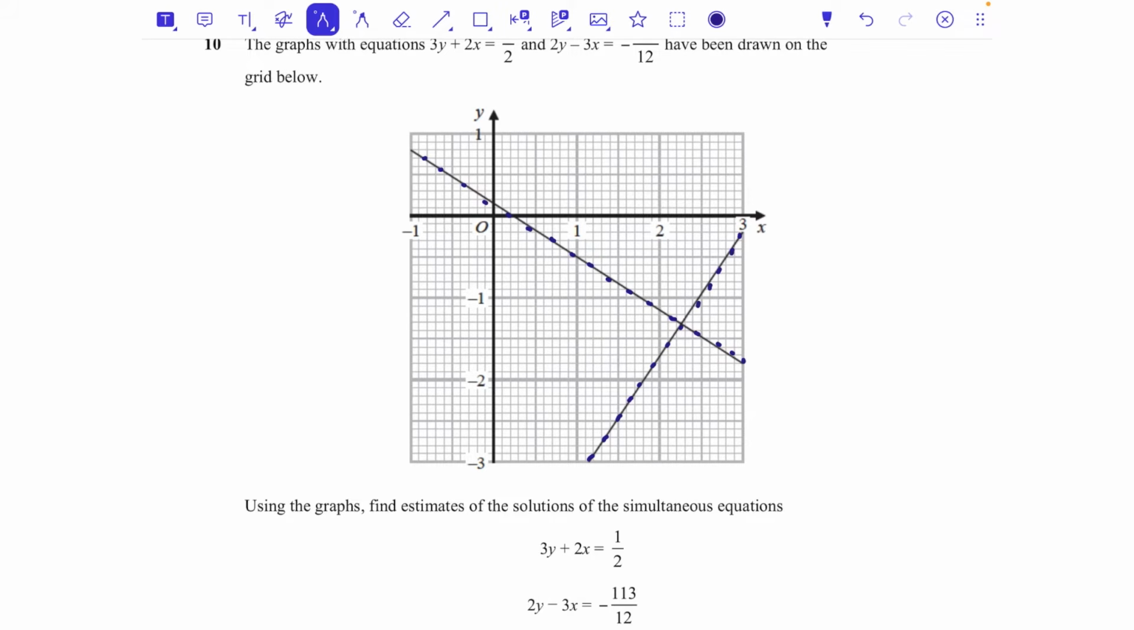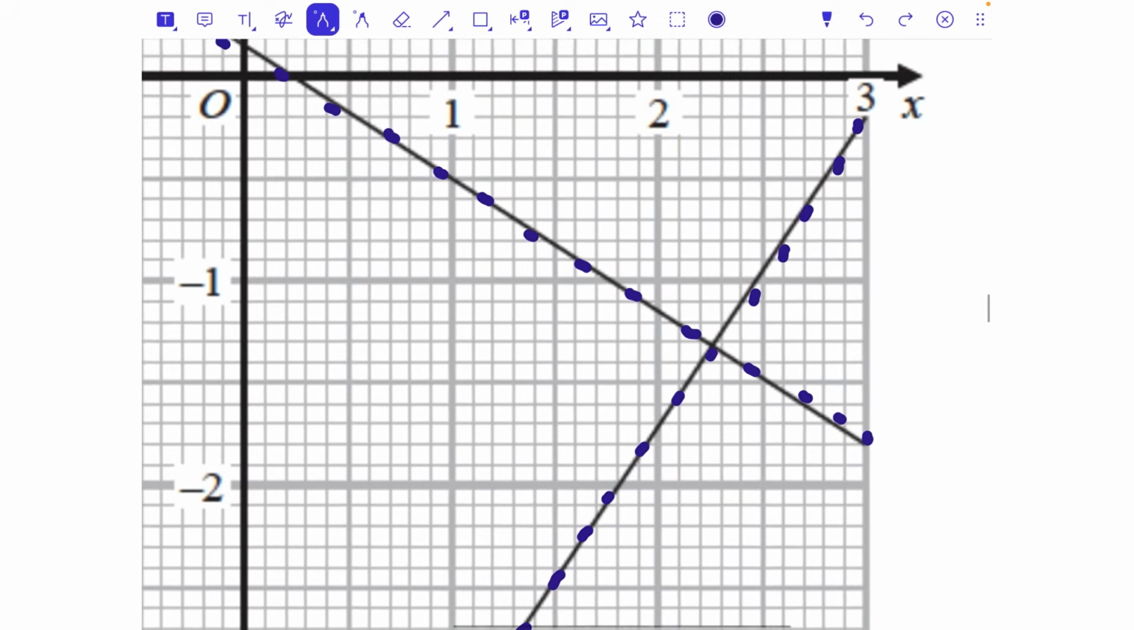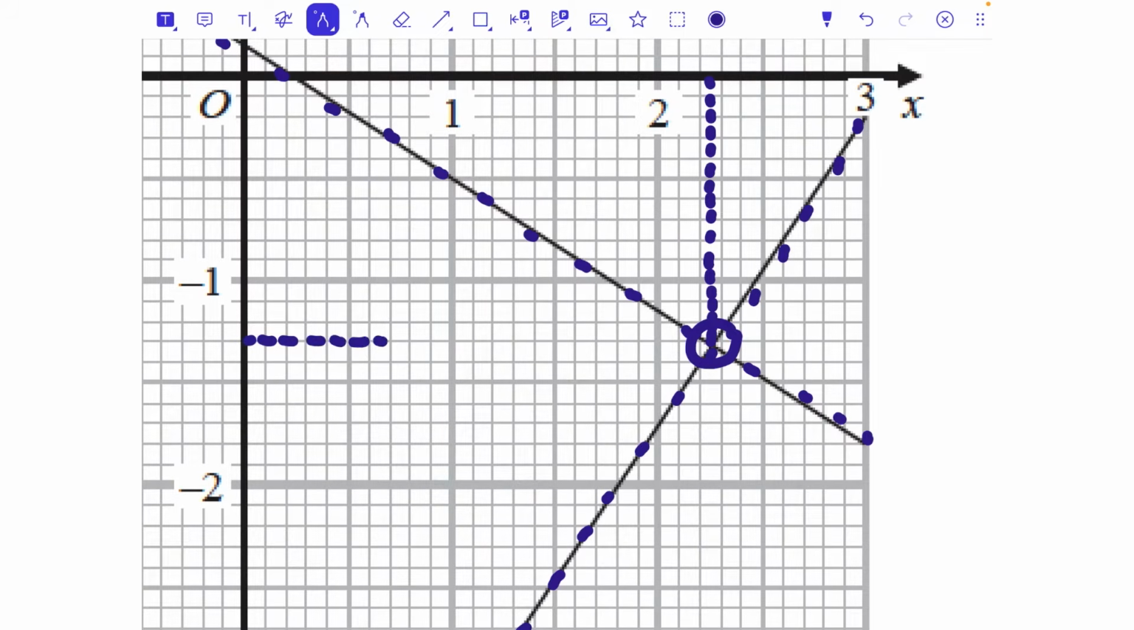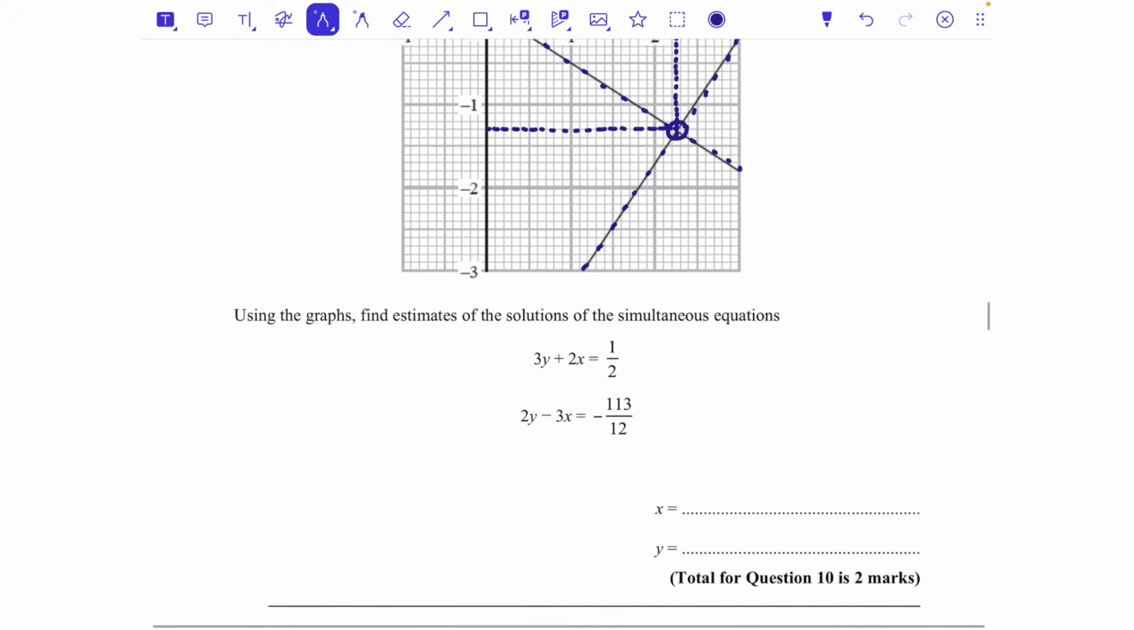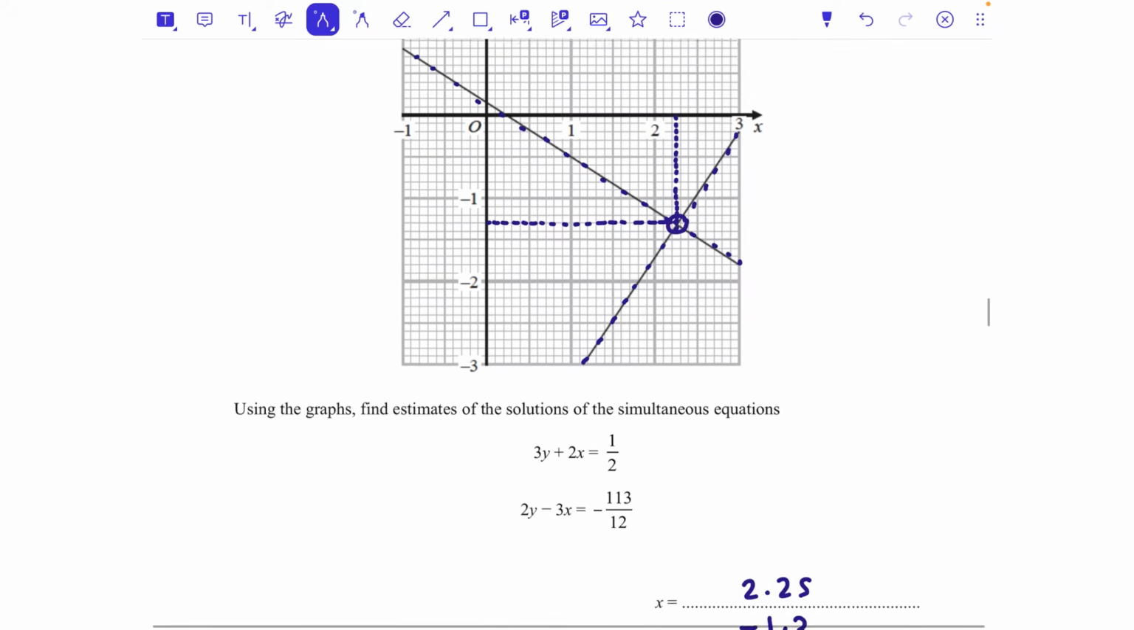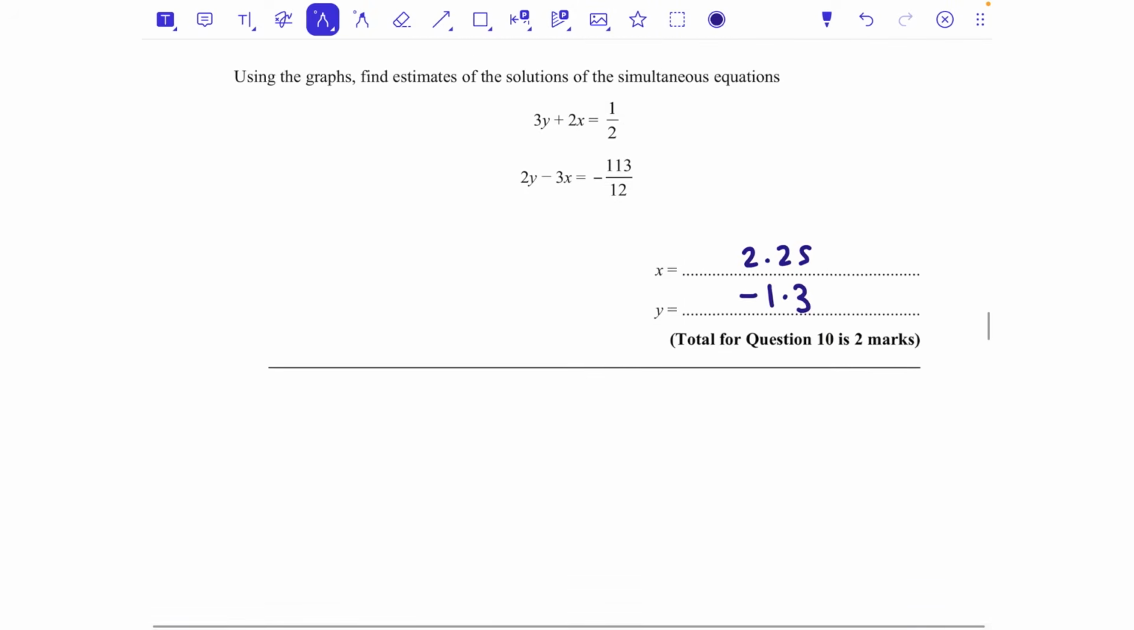So there is one place where the values x and y will make both equations true, and it is that point of intersection there. So let's look really closely. What is that coordinate? Quite tricky. I think it is going to be there, because it's between the two values. So what are the coordinates of that point? It is 2.25, −1.3. Simultaneous equations, you're just looking for where the two graphs intersect.